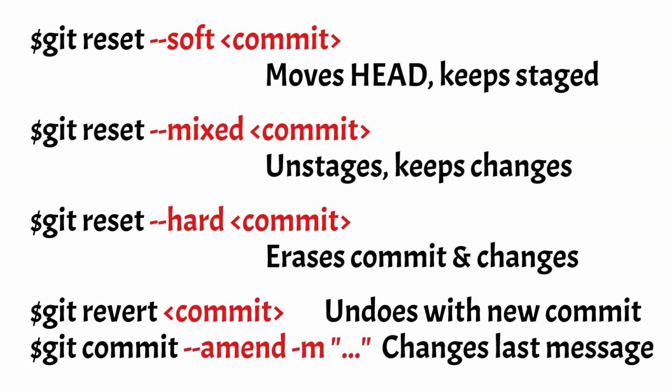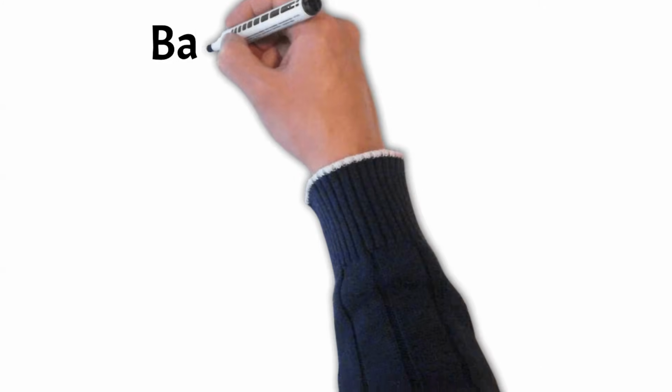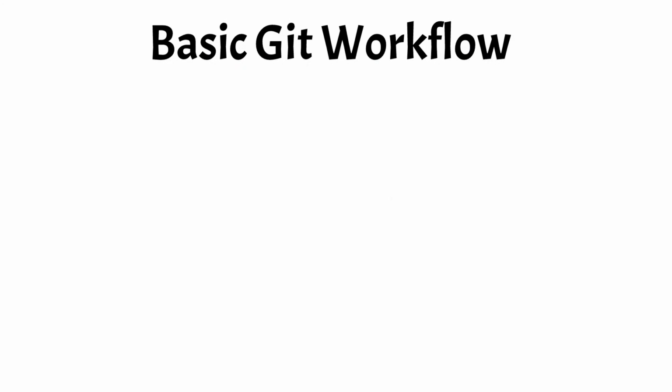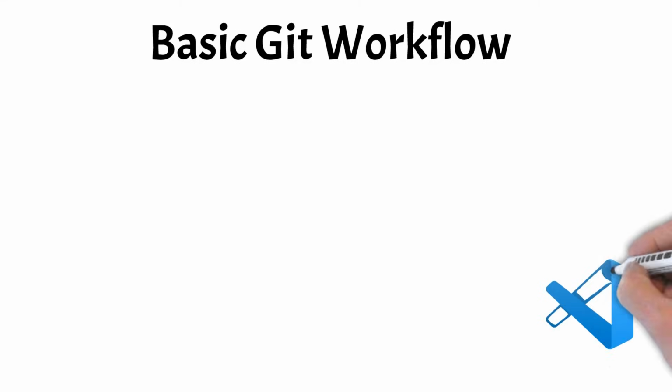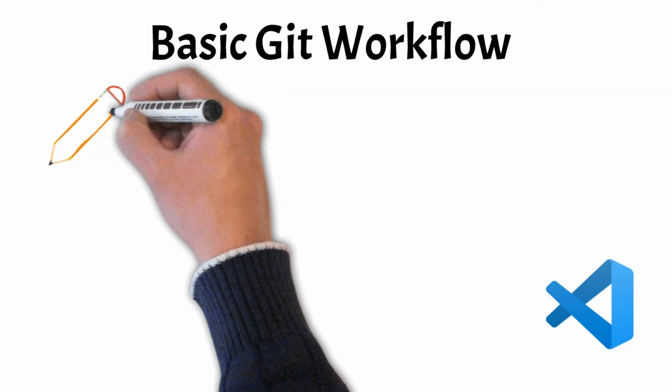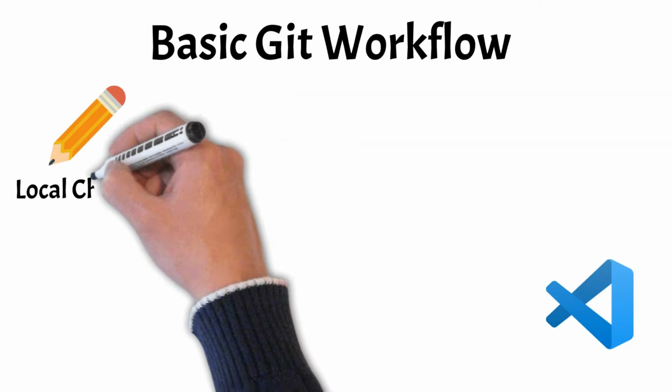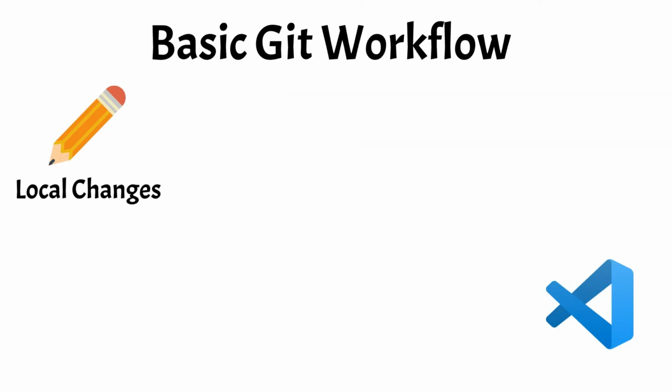Now that we've explored the key concepts individually, let's put them together into a simple Git workflow. Let's say you've opened up VS Code and initialized a Git repository for your project. As soon as you start editing files, Git notices these as local changes. From here, the typical workflow begins.